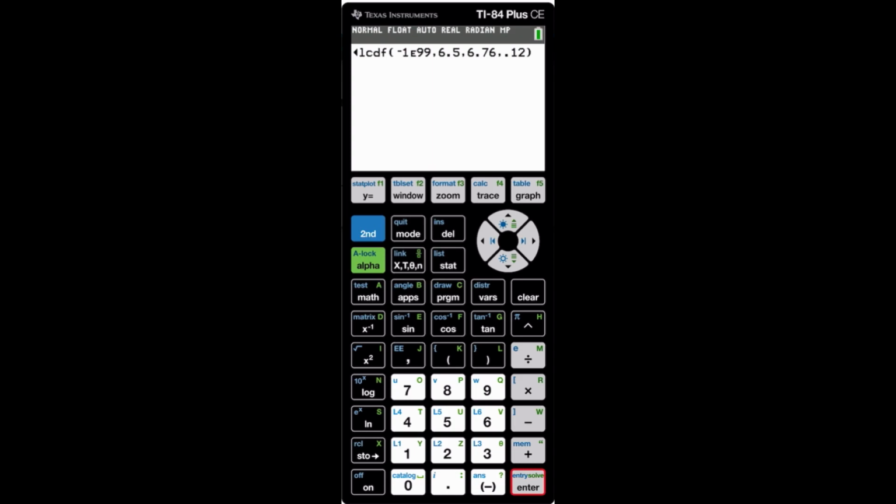-1 E99, comma, 6.5, comma, 6.76, comma, 0.12. Okay, so it kind of stinks if you don't have a calculator that prompts you to enter those values, but there is still a way for you to get the answer. In this case, the answer is 0.01513. And then remember, you want to round to 4 decimal places. So you would write down 0.0151.